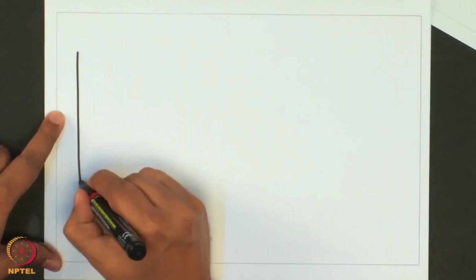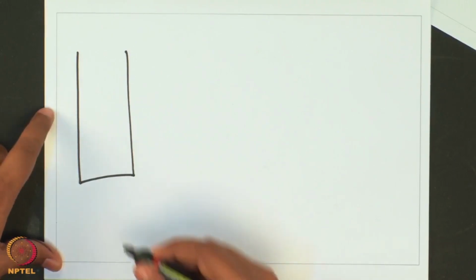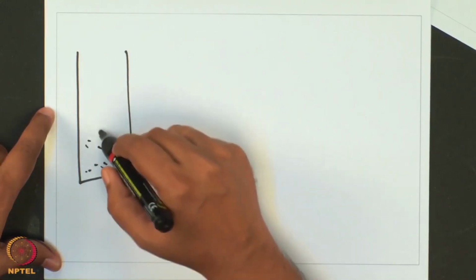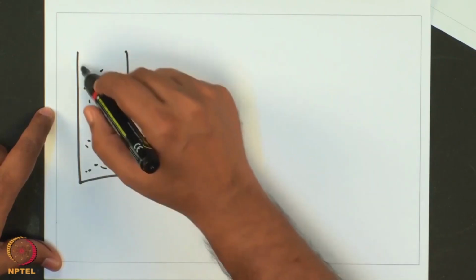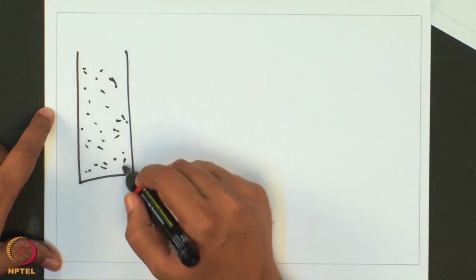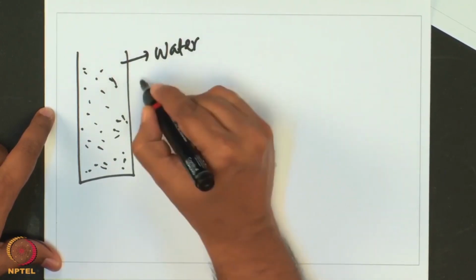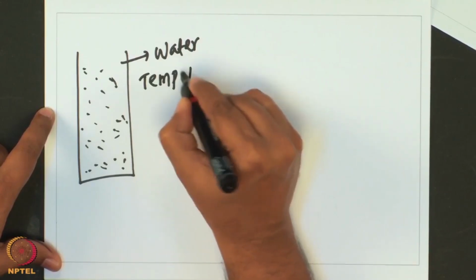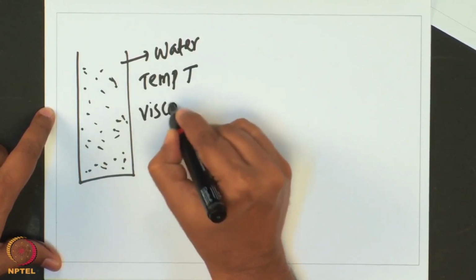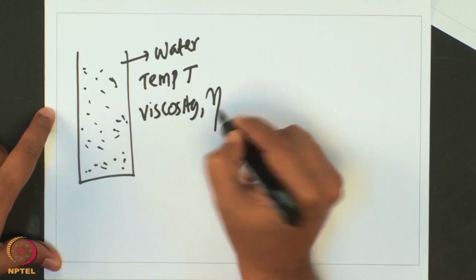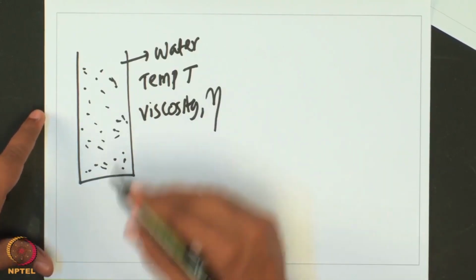So, let us think about this. For that, let us consider the following case where we have a container, like a test tube, in which, of course, there is water everywhere. So, there is water at 300 Kelvin, or at some temperature T. And of course, water has a viscosity, eta.